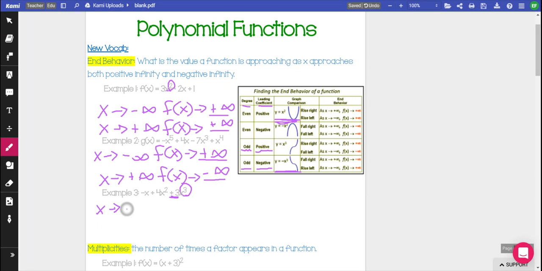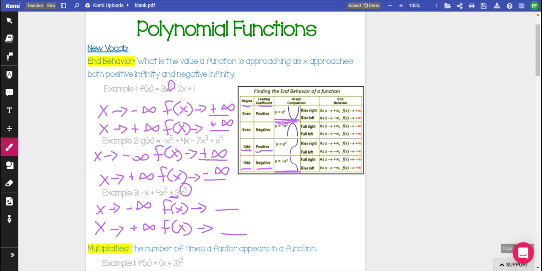Again, I write out my end behaviors, same kind of way every time. I want to know as x approaches negative infinity, what my function is approaching. And as x approaches positive infinity, again, what does my function approach?